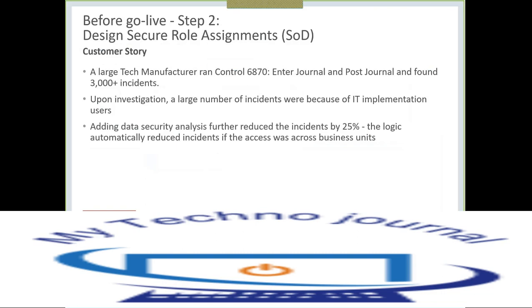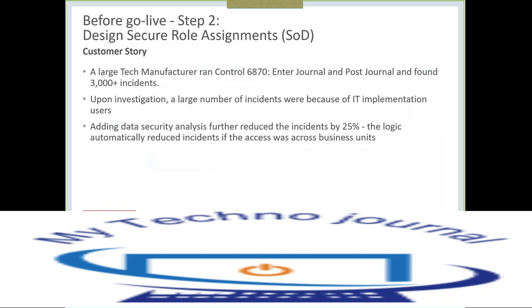So here's another customer story, specifically about role assignments. We worked with a large tech manufacturer, or rather there was an implementation that we observed, who ran the enter journal and post journal control, which is a very popular one that organizations in the financials domain tend to see as important for a high-risk area. They ran this control and found 3,000 plus incidents, and a large number of these incidents were because of implementation users. So in a way, you could call it a false positive, but still something important to see.